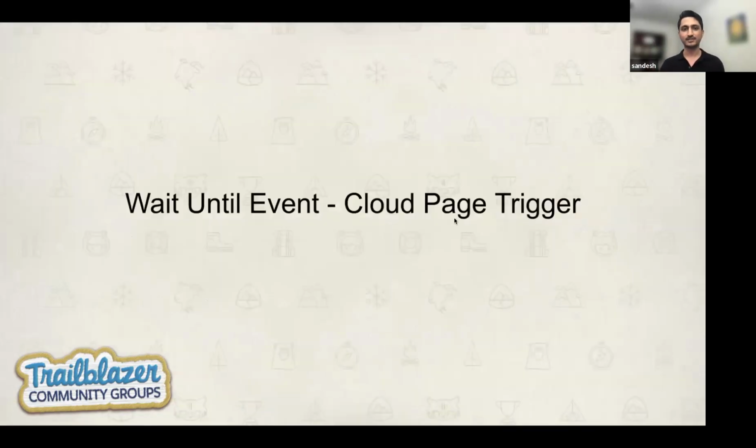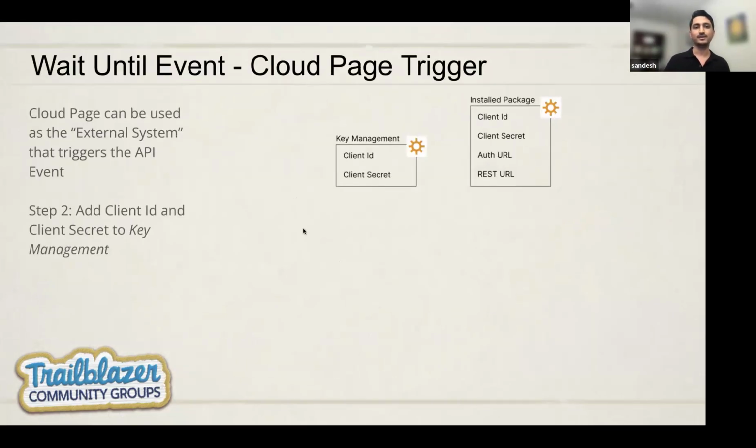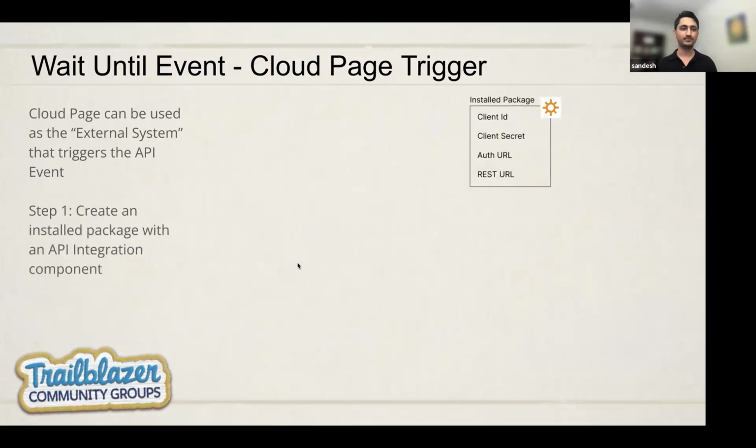Now let's see how that works, right? So again, steps, looks like I missed a step here. To use the cloud page as a trigger, right? Which really means to use the cloud page to make an API call to the journey, we need to perform two configuration steps before the user gets an email.